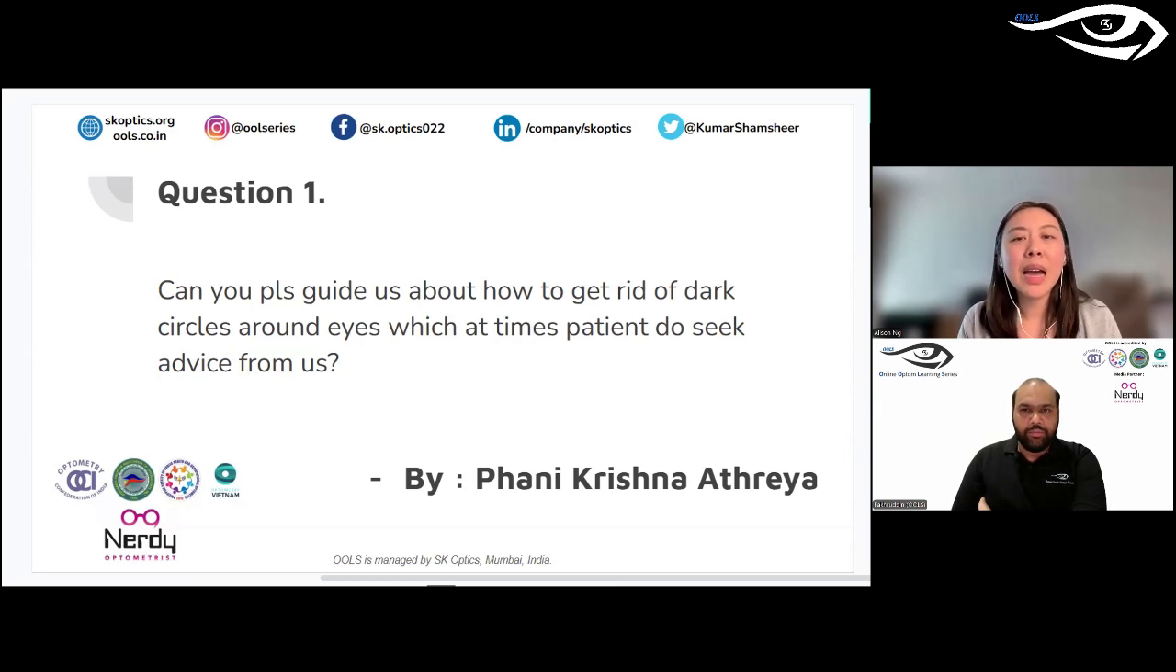But certainly I would say have a look at what's causing your patient's dark circles to begin with. And then go from there really, because for some patients it might not be a skin thing, it might just be a loss of volume thing.